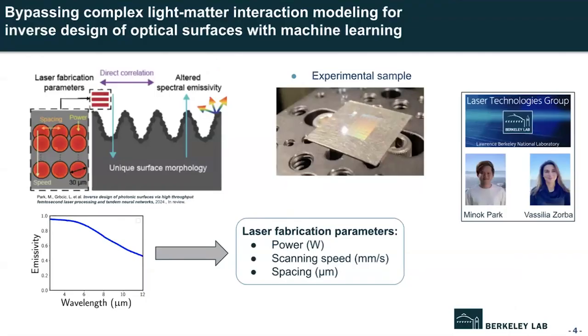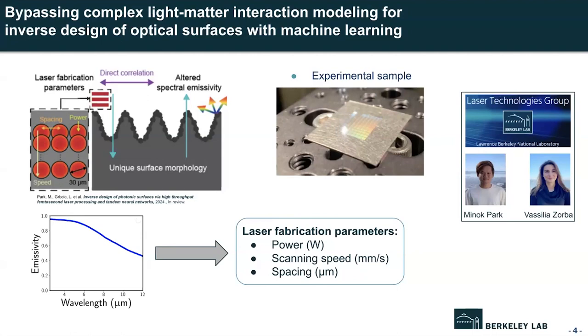The first question one might ask is, why would we want to use machine learning to inversely design these optical surfaces? To numerically model these light-matter interactions that are taking place on the material surface can be very expensive, as it involves multiple layers of complexity. So the main idea here is to skip everything in between and just focus on mapping these spectral emissivity values to the laser fabrication parameters that are power, scanning speed, and the spacing of the textures that we have.